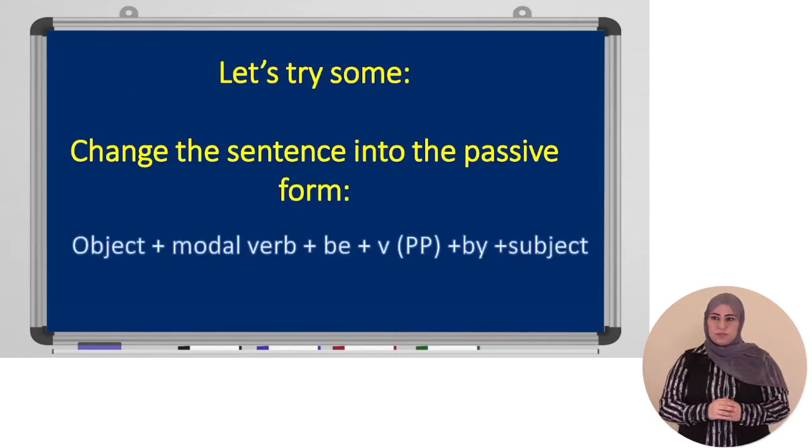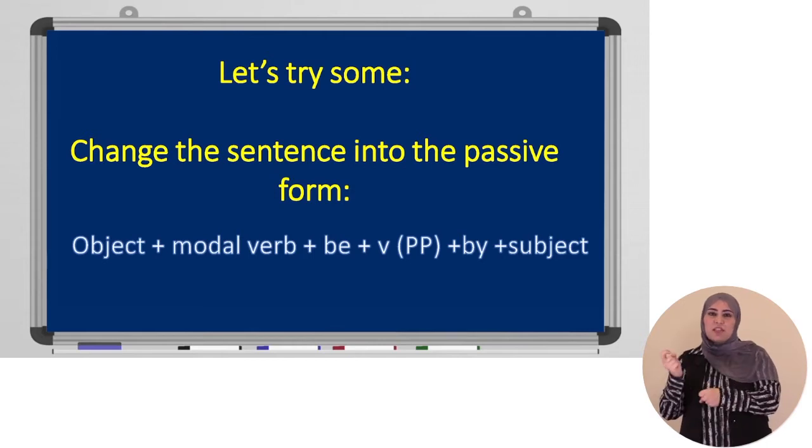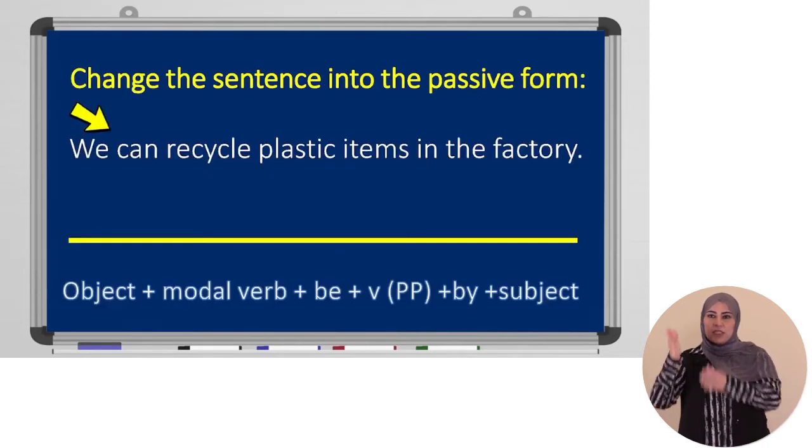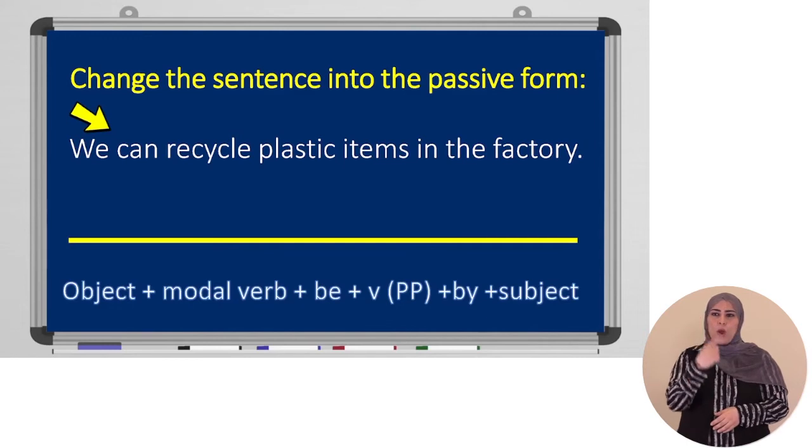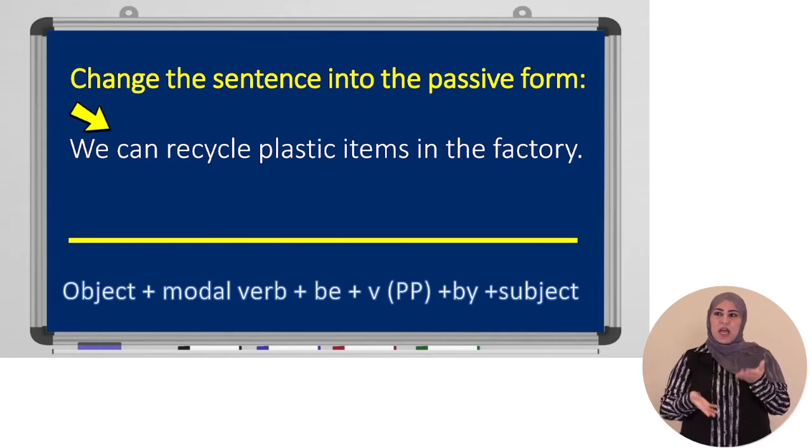And now it's time to try some examples. I want you to change the following sentences into passive form using the following rule. Object plus modal verb plus be plus the verb in the past participle plus by plus subject. Let's look at the first example. We can recycle plastic items in the factory. All you have to do if you get stuck is to simply find the parts of the sentence.